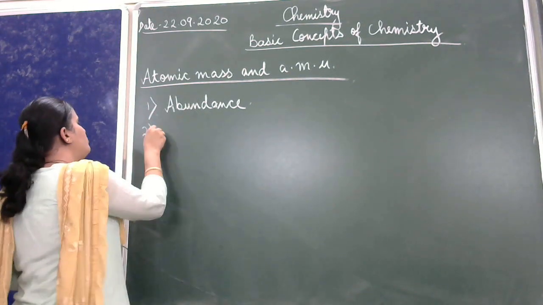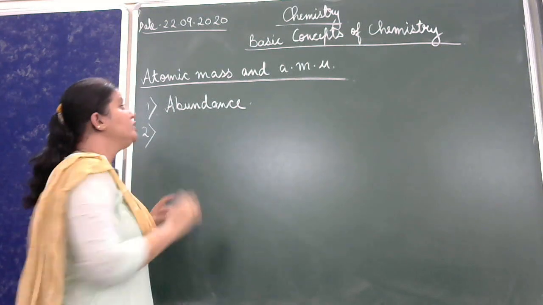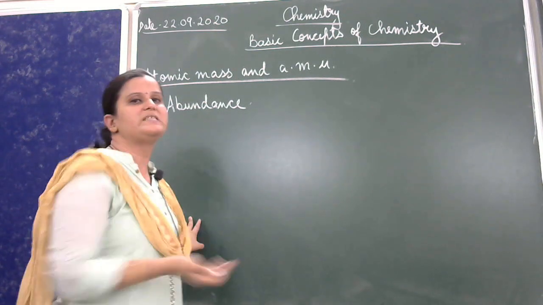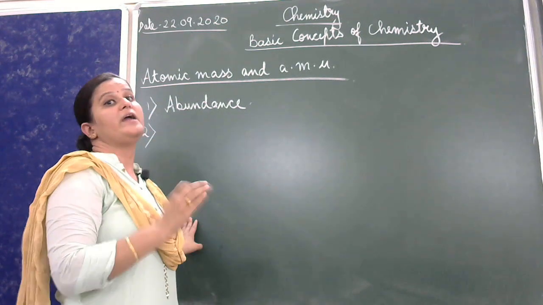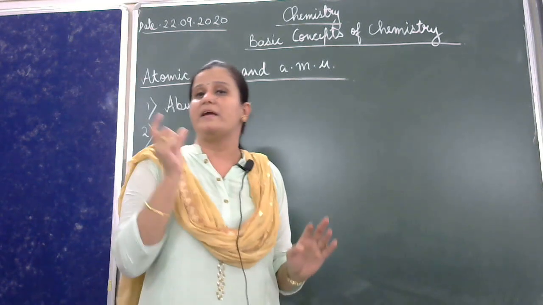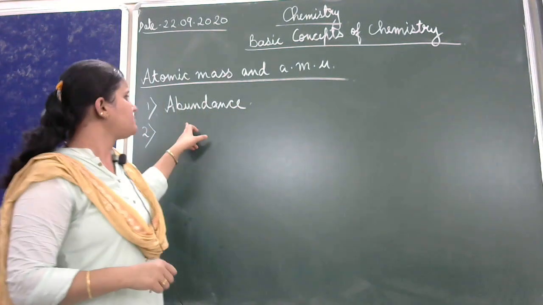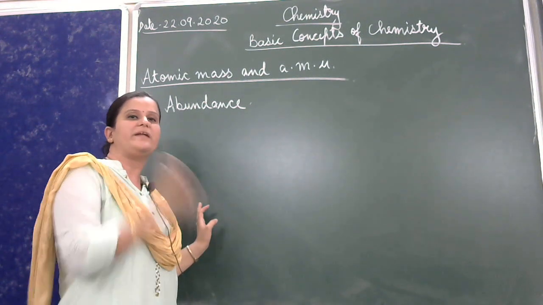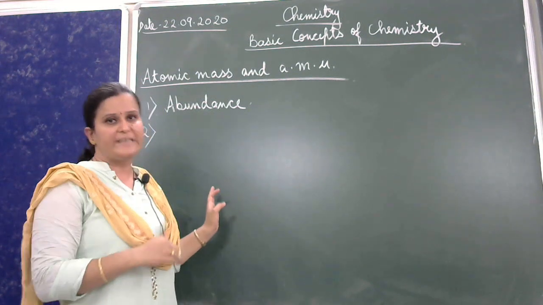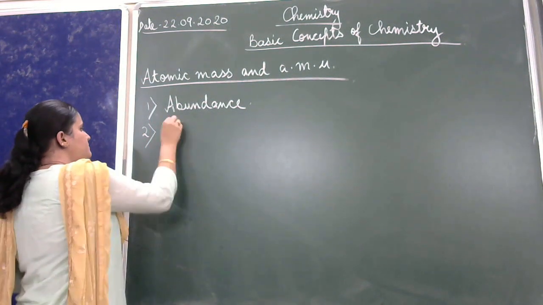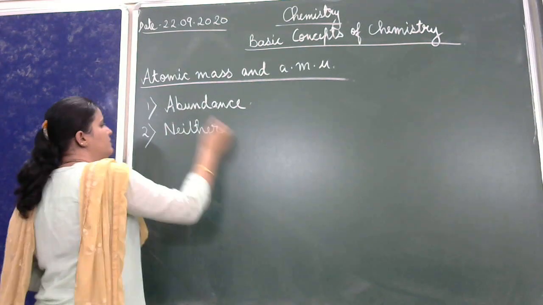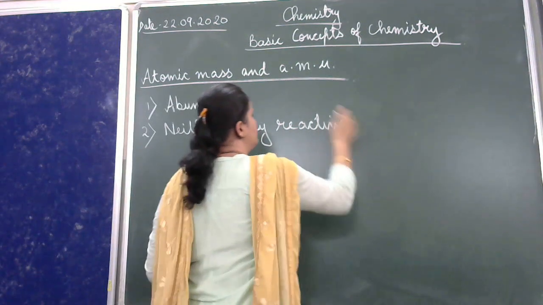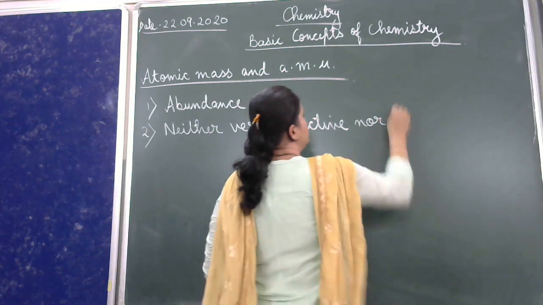The second criterion was that the element should not be very reactive, and neither should it be very less reactive. The reactivity of that particular atom should be moderate. So what am I writing? Neither very reactive nor least reactive.